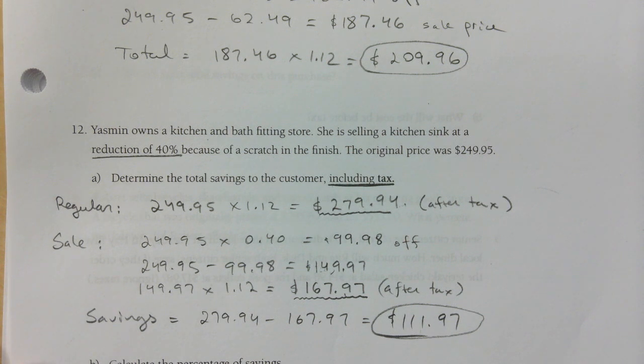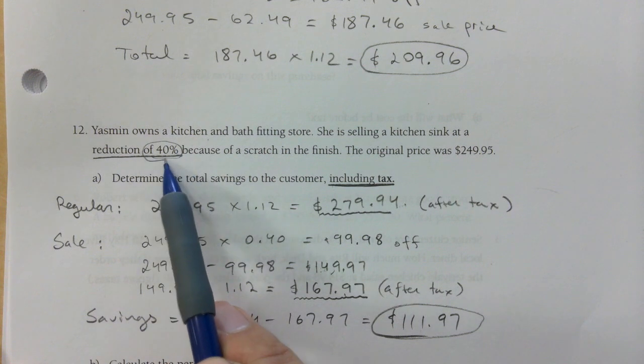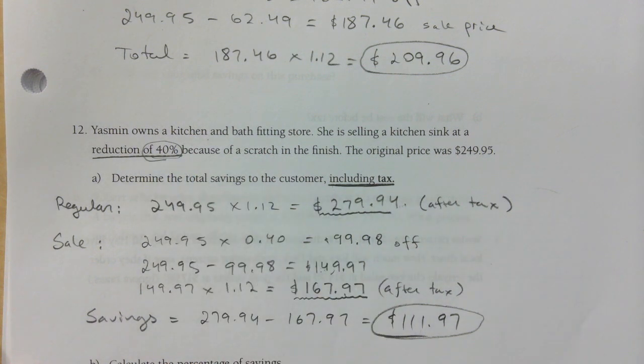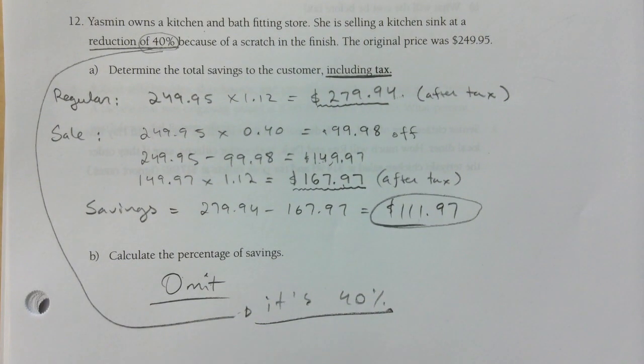Calculate the percent of savings. Omit. Because it's a duh moment, it's 40%, right? You don't need to do that. It's 40%. We know that already. Like there's no need to calculate that. We just know it is 40%. I wasn't thinking when I was making this question.